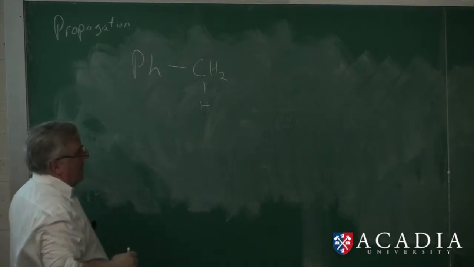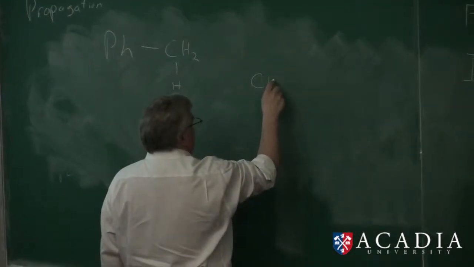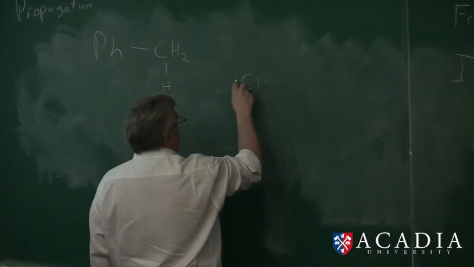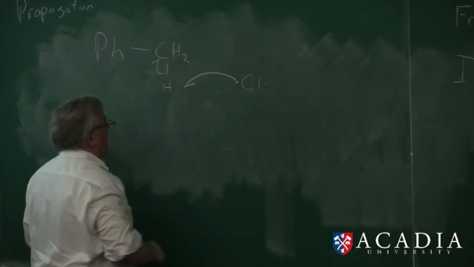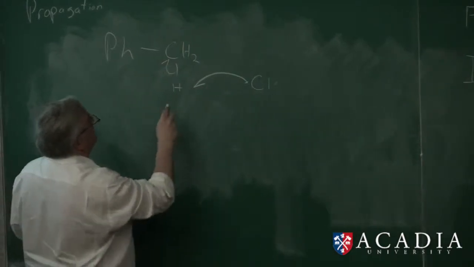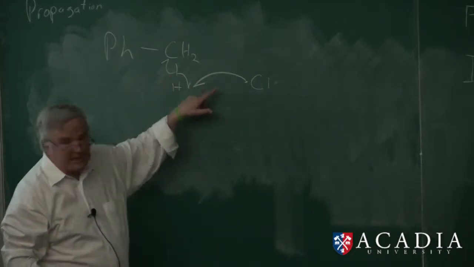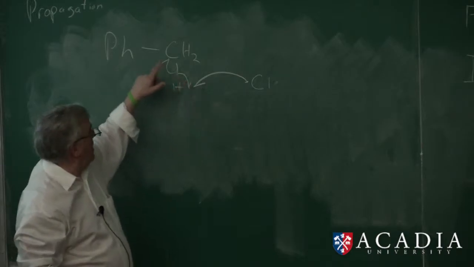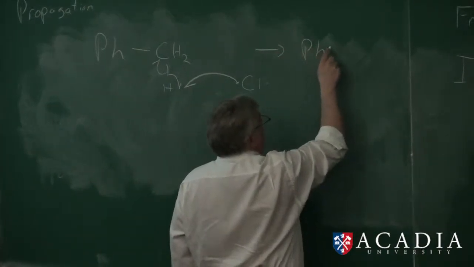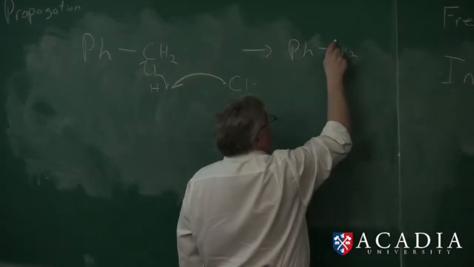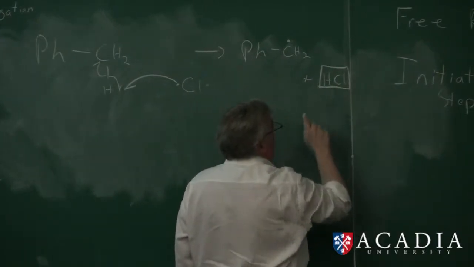Okay, so our propagation steps, some radical will come along. We abstract a hydrogen, and we abstract it homolytically, right? So one electron pairs up with this electron to form an HCl bond, and it pulls off this, and we get this radical plus HCl as our product, okay?